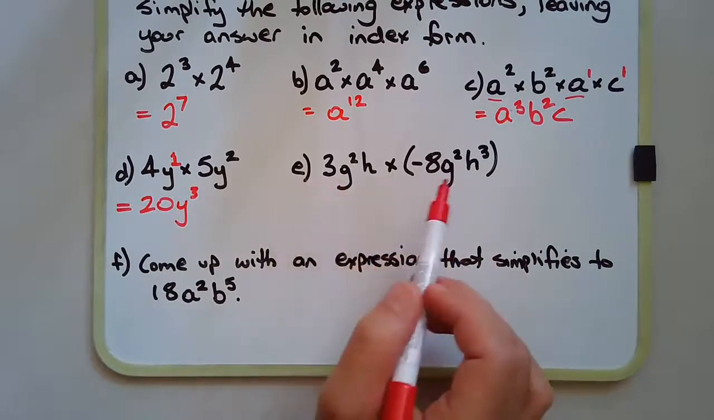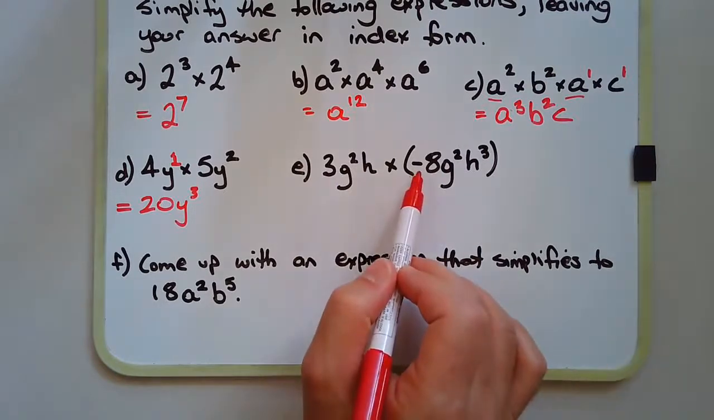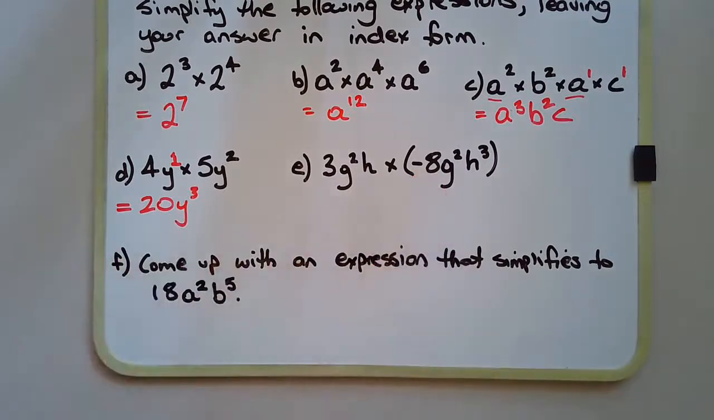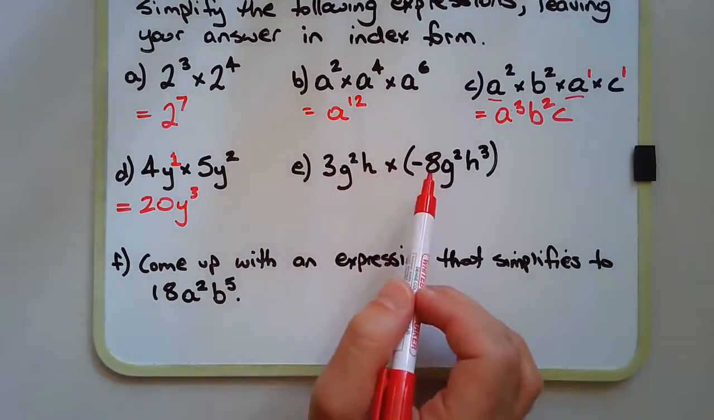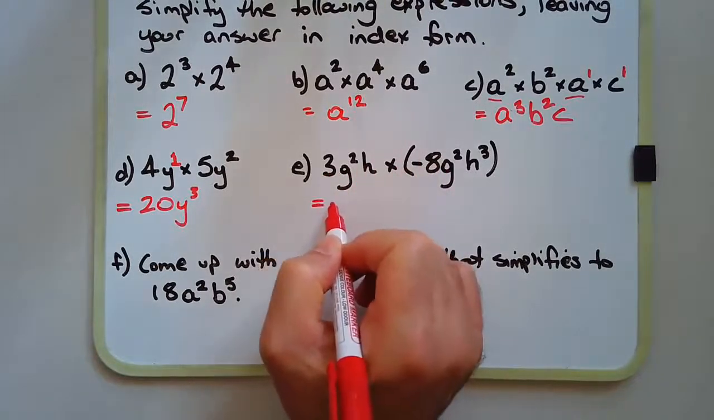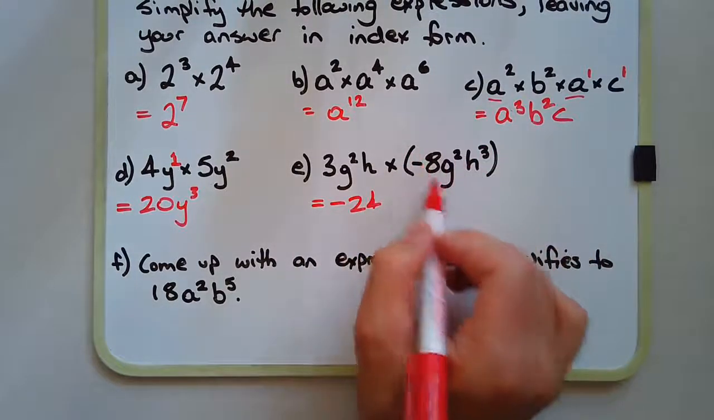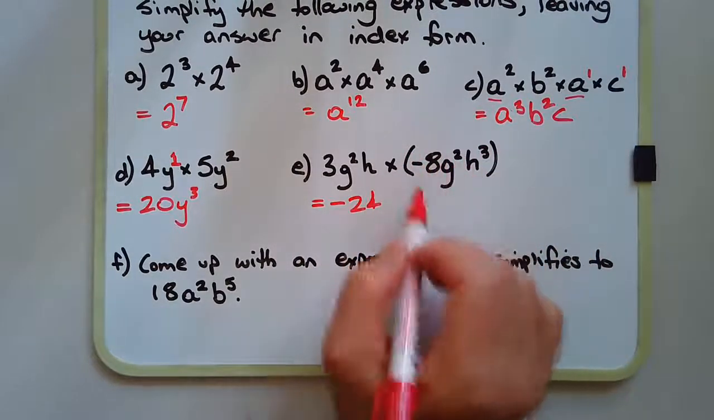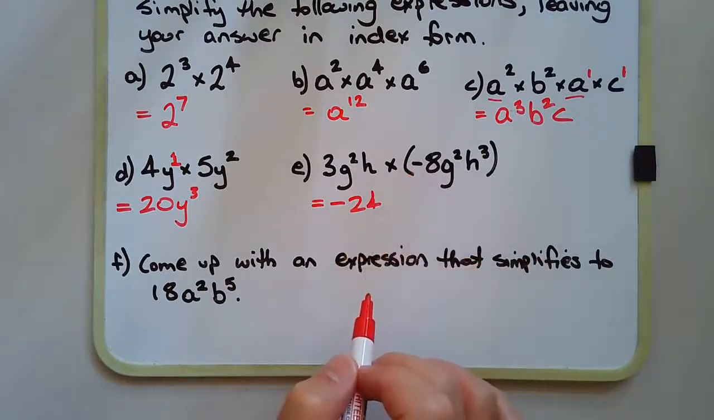Part E, again, do it the same way. Just because there's a negative sign here, it makes no difference to the process or the method that we use, or to the theory, in fact. Let's multiply the numbers first. We have 3 times negative 8, which is equal to negative 24. The bracket here just means that we're dealing with a negative number. It's not a minus sign, it's a negative symbol.